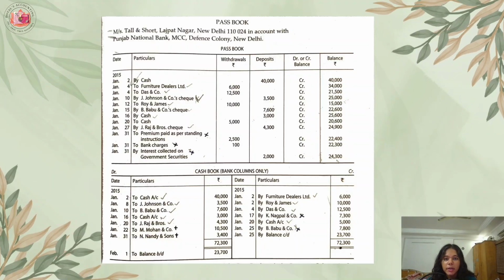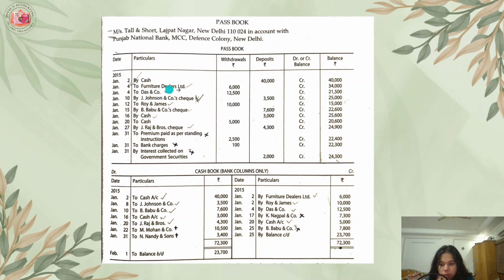Okay, so now let's look at the possible differences that could be between the passbook and the cash book. Let's identify all those transactions that are there in the passbook but not in the cash book, and vice versa. Our first transaction on Jan 2nd, cash has been deposited worth 40,000. Here also cash is there. Wherever there's a tick mark, that means that transaction is in both the books, in the passbook as well as the cash book. So we have 40,000 here.